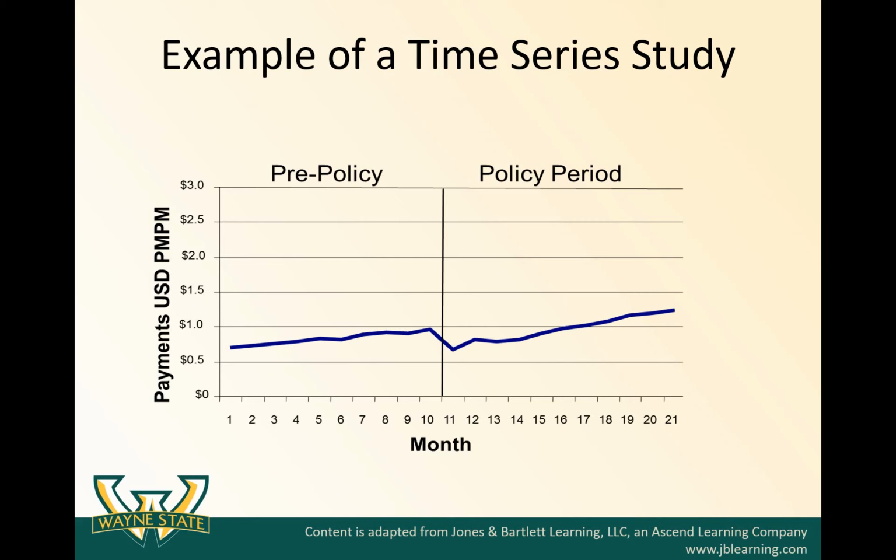This is an example taken from the textbook. Here we're looking at monthly spending on antipsychotic medications, tracked prior to a policy restricting spending on antipsychotics and after the policy is implemented. You can see a very slight increase in spending. The policy is implemented at the black line here. Then there's a very short-term reduction in spending the month after the policy is implemented, but spending starts to increase again at around the same rate as it did prior to the intervention.